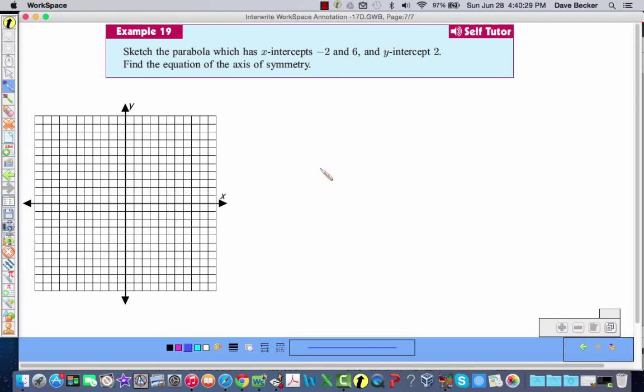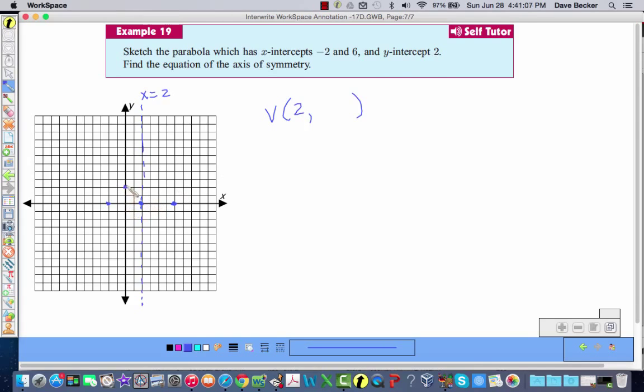Okay, last one. Sketch the parabola which has x-intercepts -2 and 6. Okay, good. And before I do anything else, let's find the axis of symmetry. That's going to be halfway between, which is right here, 4 units, right? So it's right here is my axis of symmetry. And I know right away that the equation is x equals 2. So my vertex is at 2 something. I don't know if I'll be able to get it. Y-intercept is 2. So let's see.